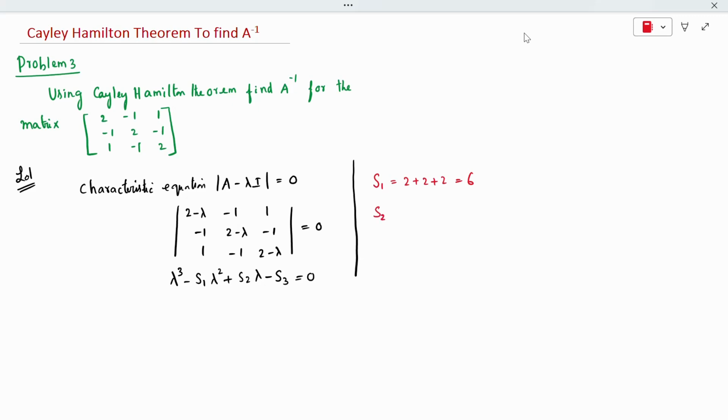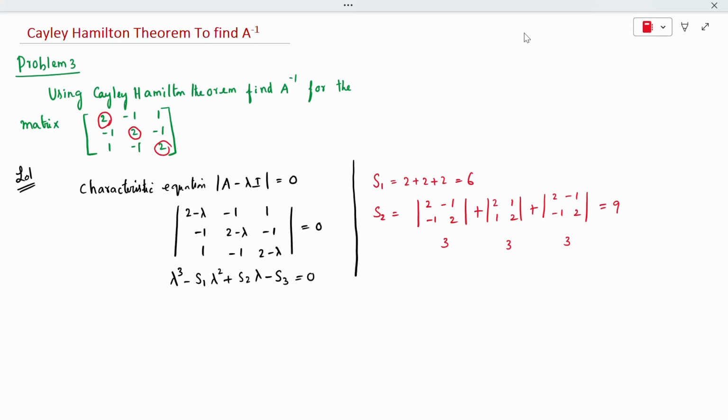S2 is nothing but the sum of the minors of the diagonal elements. The first diagonal element is 2, so omit the corresponding row and column. The remaining elements: 2, minus 1, minus 1, 2. Plus the next diagonal element 2, omit its row and column and write in matrix format: 2, 1, 1, 2. Plus the third diagonal element, omit the corresponding row and column: 1, minus 1, 2. Calculate the values: 4 minus 1, 3. So 4 minus 1, 3. So it is nothing but 9.